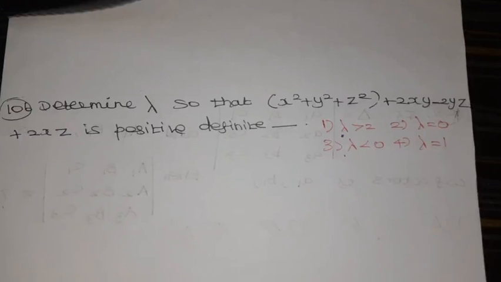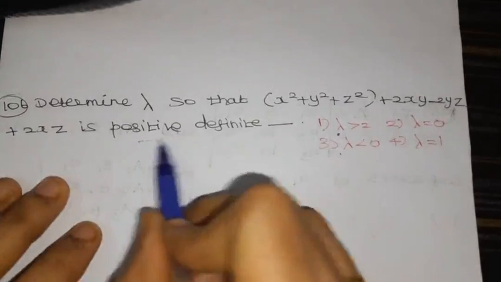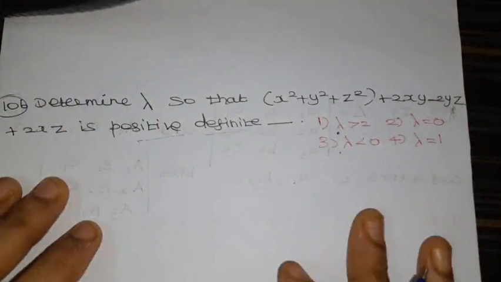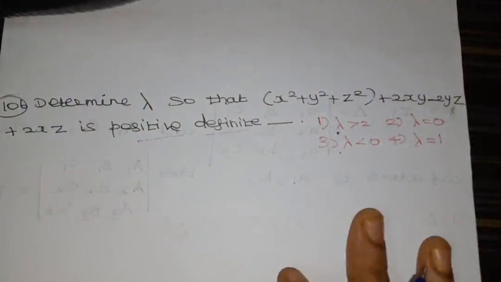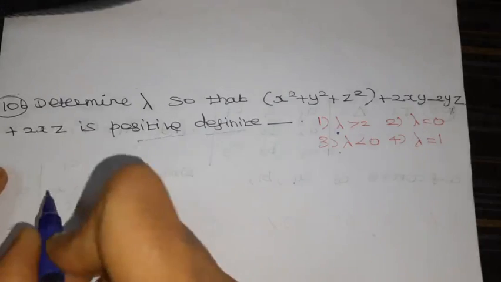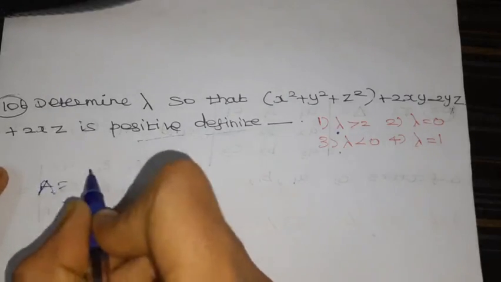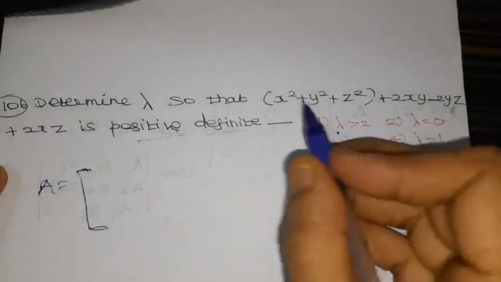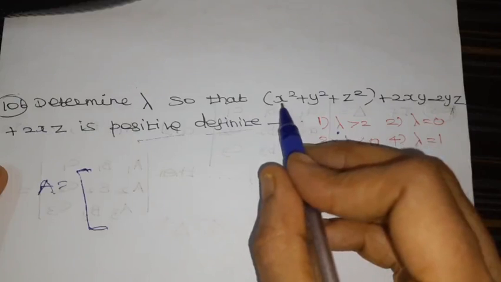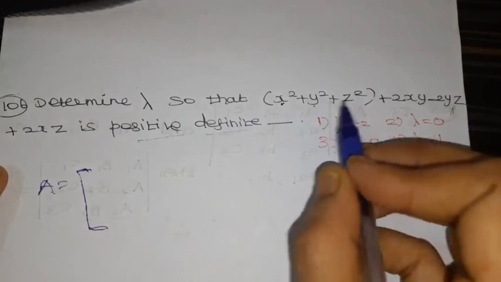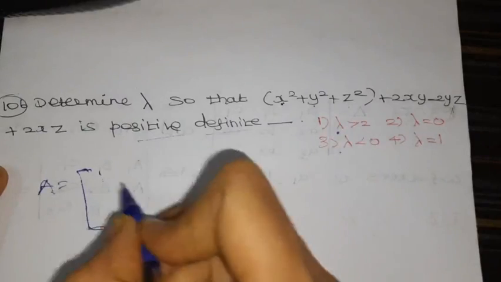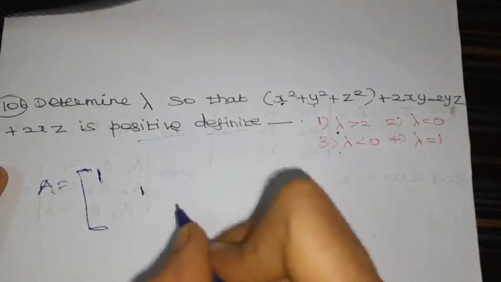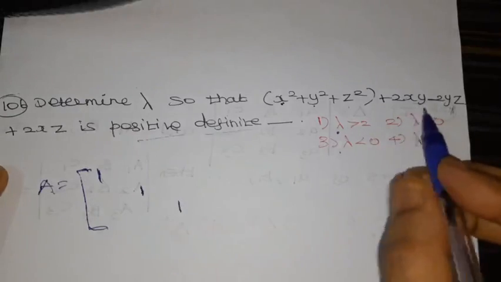Then 106, determine lambda so that the given quadratic form is positive definite. Positive definite is given, and we need to find out the lambda value. So we will write down the matrix of the quadratic form, just changing the equation into matrix form. The coefficients of x squared, y squared and z squared should be in the leading diagonal. So 1, 1 and 1, and the remaining term 2xy.